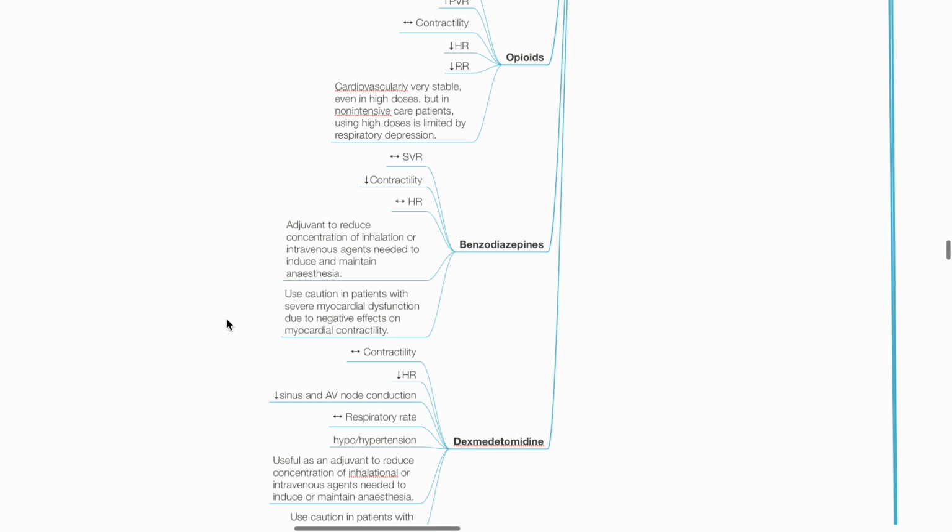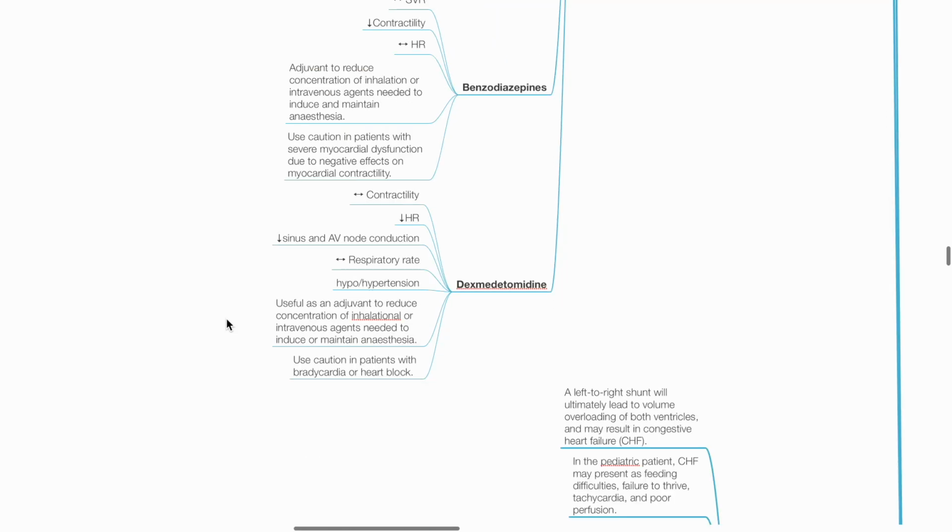Benzodiazepines are used as an adjuvant to reduce the concentration of inhalation or intravenous anesthetic agents needed to induce and maintain anesthesia. However, use caution in patients with severe myocardial dysfunction due to negative effects on myocardial contractility.